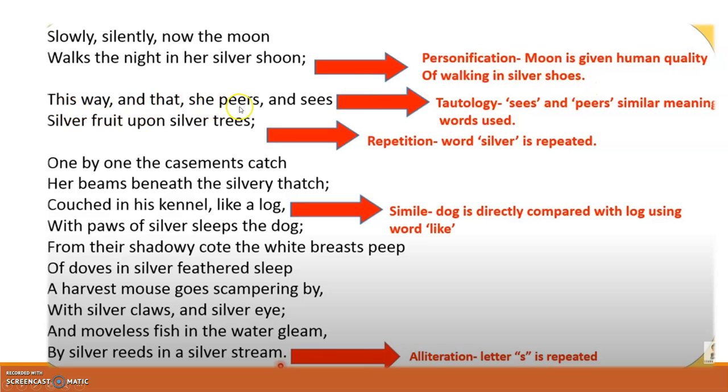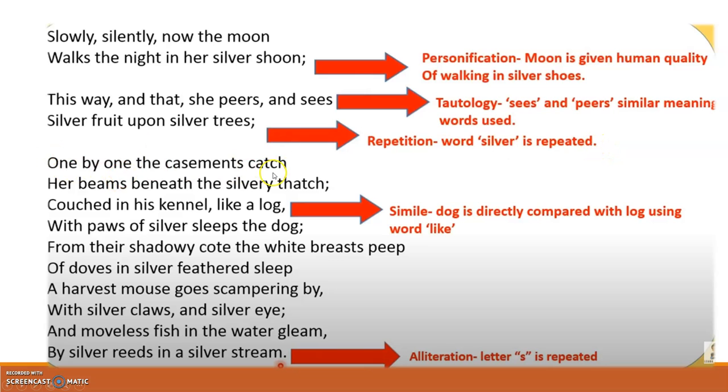Then, this way and that she peers and sees silver fruit upon silver trees. Now, children, if you see the words peers and sees, both these words mean the same. When we have words which mean the same, they are called tautology. So here we'll say tautology, because peers and sees have the same meaning, that is, to see. Then we have silver fruit upon silver trees. That's a repetition because the word silver is repeated.